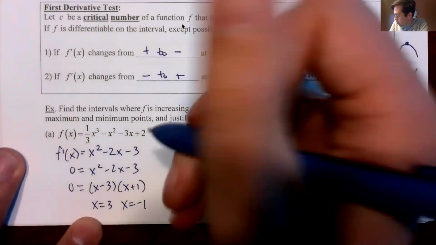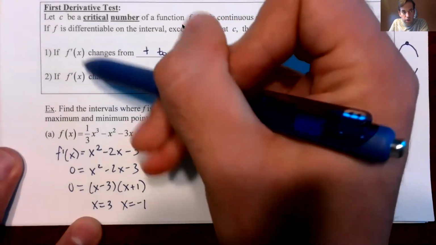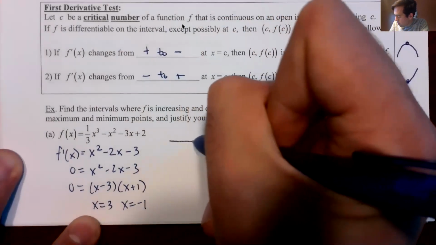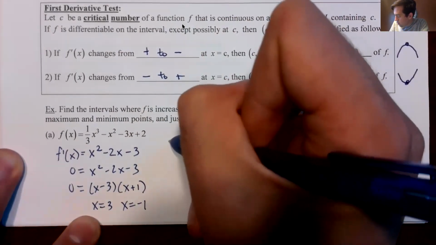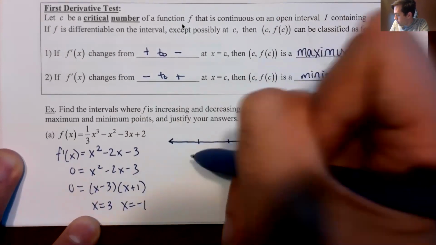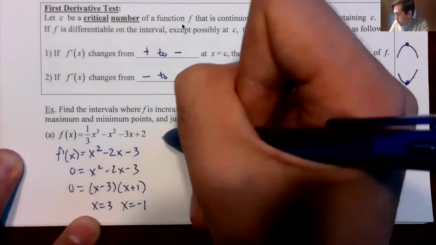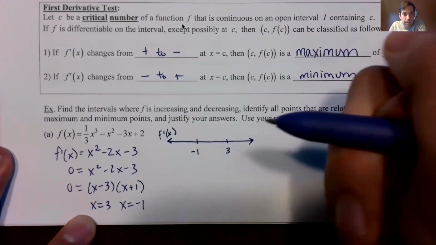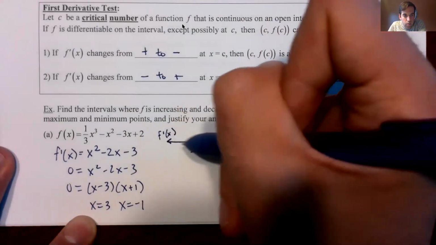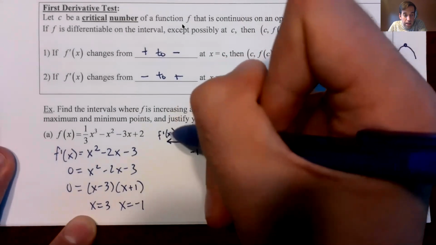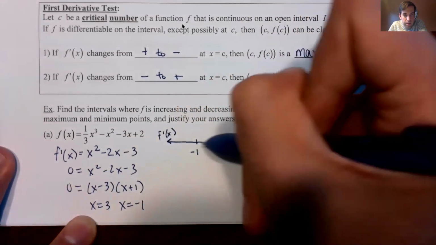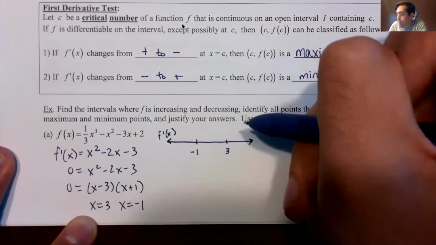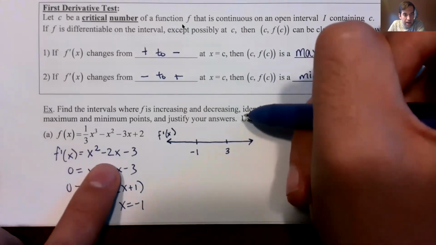So the next step is to figure out if the slope, or the derivative, changes from positive to negative or from negative to positive at each of these points. So I'm going to set up an almost number line here and only put the negative 1 and the 3 on it, the two critical numbers. And I'm going to label this number line as f prime of x. So what I want to know is, between negative infinity and negative 1, is our first derivative positive or negative? Between negative 1 and 3, is our first derivative positive or negative? And between 3 and positive infinity, is our first derivative positive or negative?